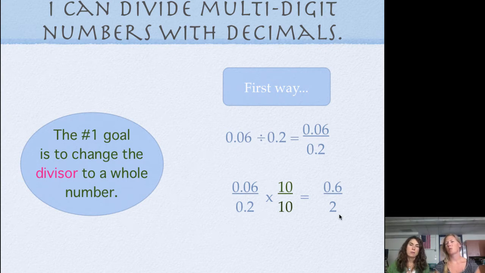Because that was part 1, where you had the decimal on the inside only. So now you're ready to go. So that is one way that you can think of dividing and getting rid of that decimal in the divisor.